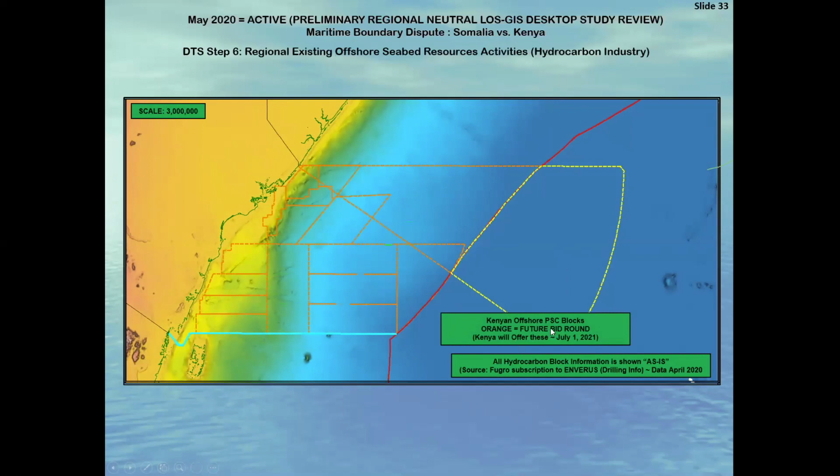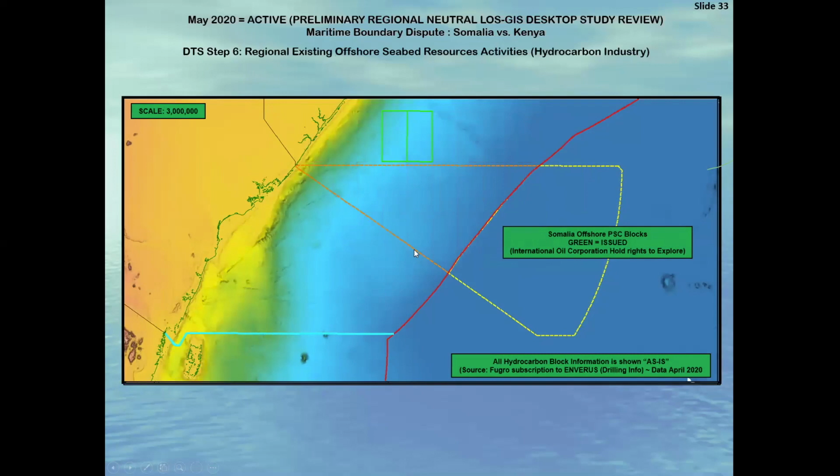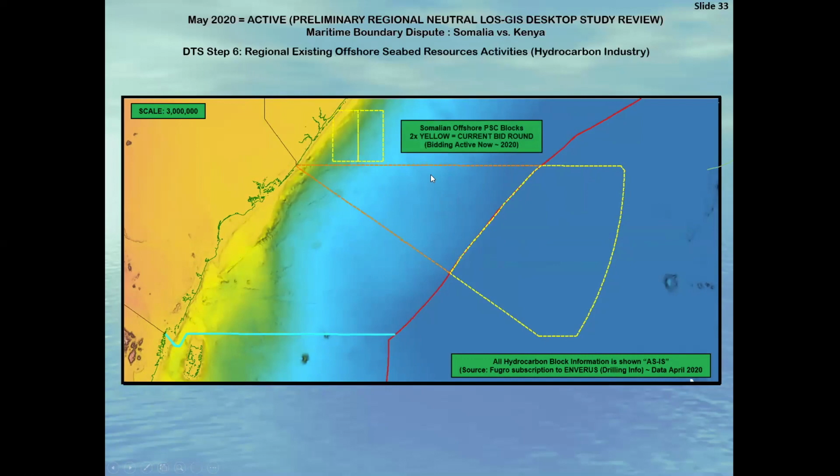There is also a future bid round that's on the books about 1 year from now, July 2021, and you'll see there are several blocks that encroach into the overlapping claims area. Somalia has all these open blocks at the border region, and interestingly enough, they even go beyond the OCA. There are 2 green blocks issued as per Drilling Info, but they're outside of the overlapping claims area. But interestingly enough, as per Drilling Info, there is a current bid round with 2 blocks that lie in near proximity to the OCA.